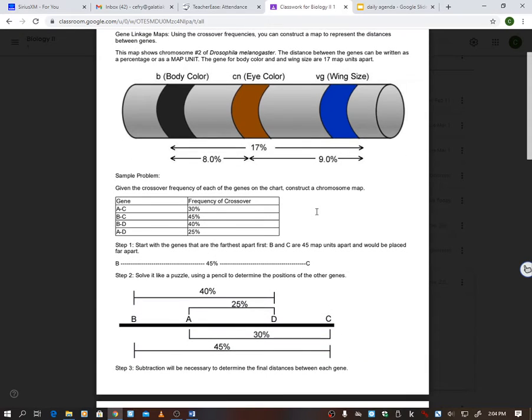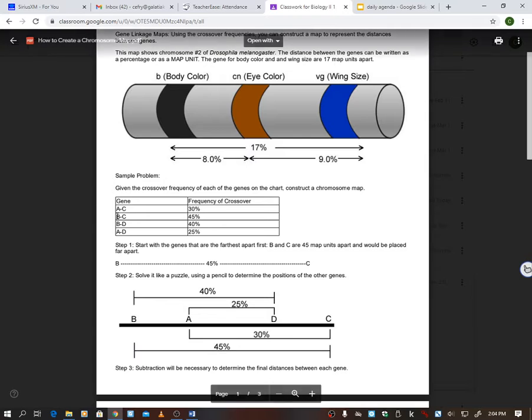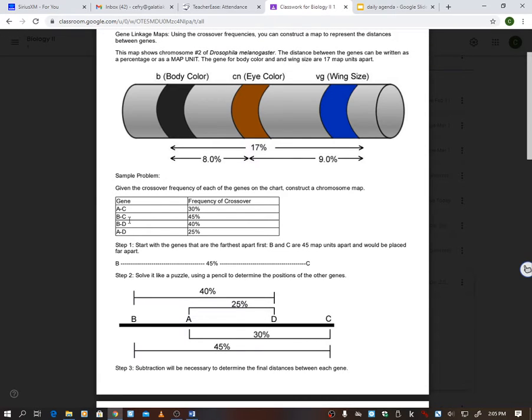All right, so let's do a sample problem, and they walk through this with us. They give us the crossover frequencies. Now what I'm going to look for is what is my longest crossover frequency, and that is 45. Gene B to gene C has 45 map units. So that is what they've done here on step 1. They put B here and C down here at 45 map units.